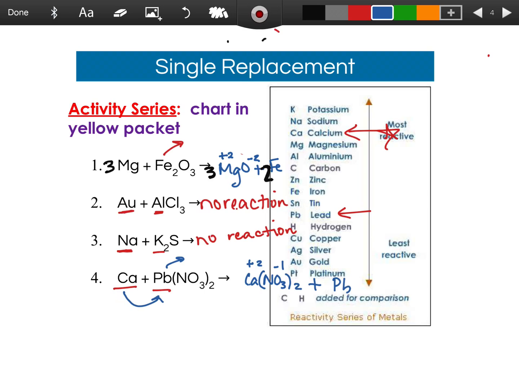And actually, we just have 1 of every element. Actually, we have 2 nitrogens and 6 oxygens, but 1 calcium and 1 lead. So this reaction is actually already balanced the way that it is. So make sure you have your activity series available so you can always check. First, you have to determine if the reaction will happen or not. And then if it will happen, then that's when you write your products and balance your equation.